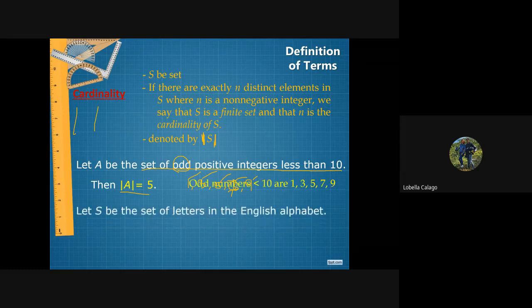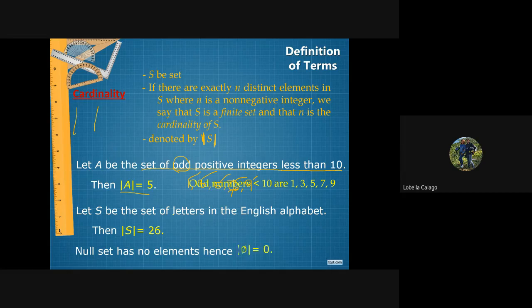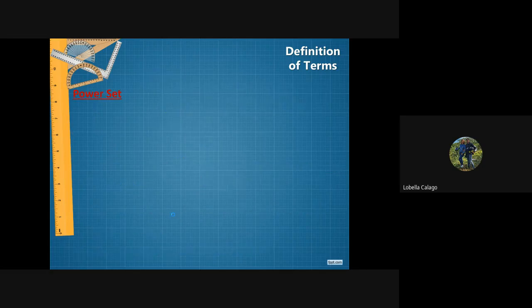Yan. So let S be the set of letters in the English alphabet. So ilang letters meron si English alphabet? So yun ang kanyang elements. So we have the cardinality of S is 26. So that is how you're going to get the cardinality or the number of elements in a given set. Okay, next. So null set has no elements, hence the cardinality of null set is 0. Wala siyang element eh. So 0 po ang kanyang cardinality.